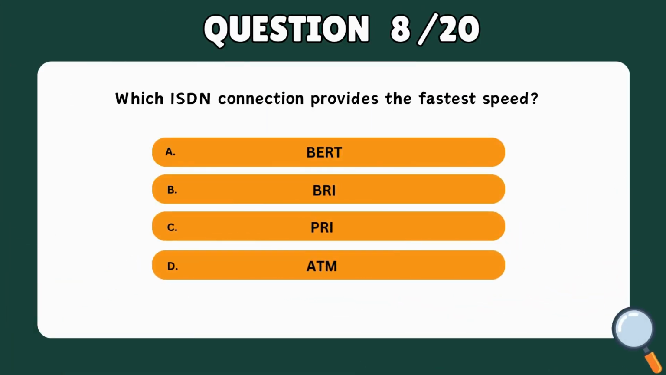Question 8. Which ISDN connection provides the fastest speed? A. BERT, B. BRI, C. PRI, D. ATM. Correct answer: C. PRI.